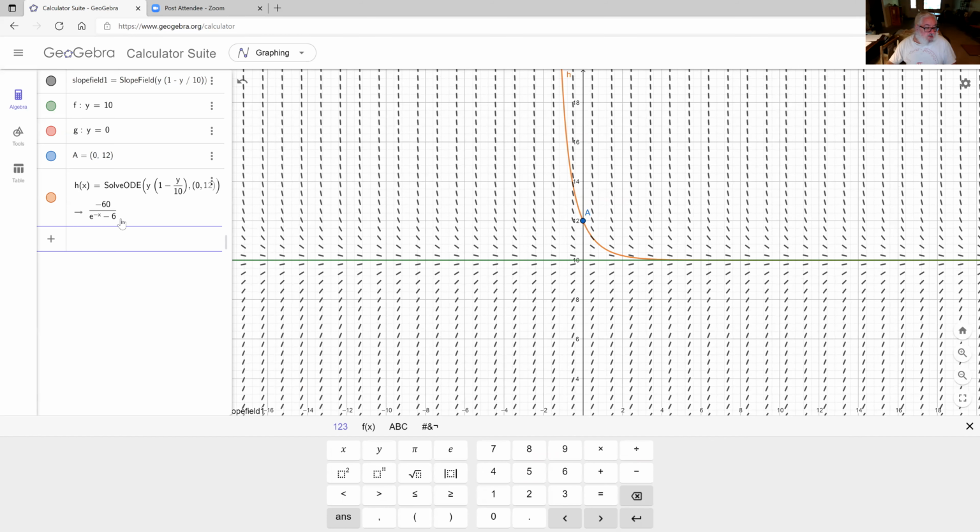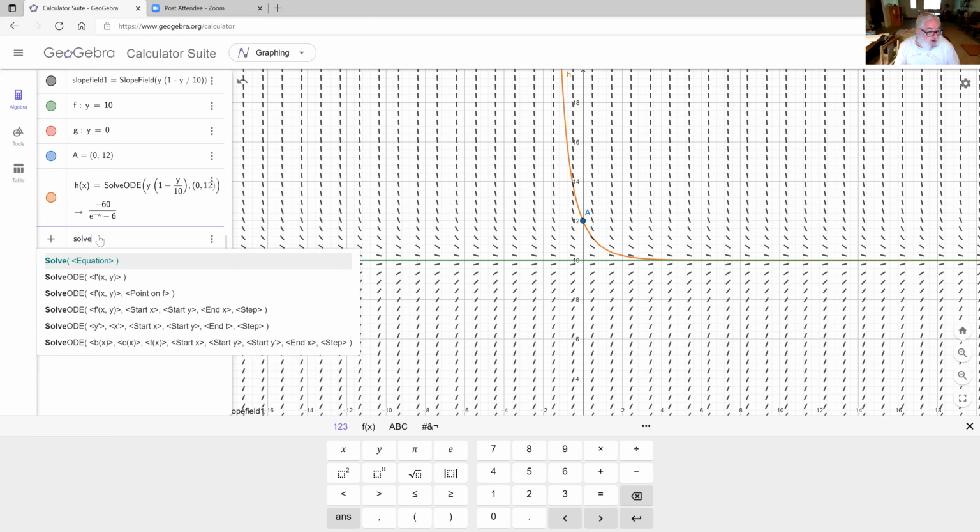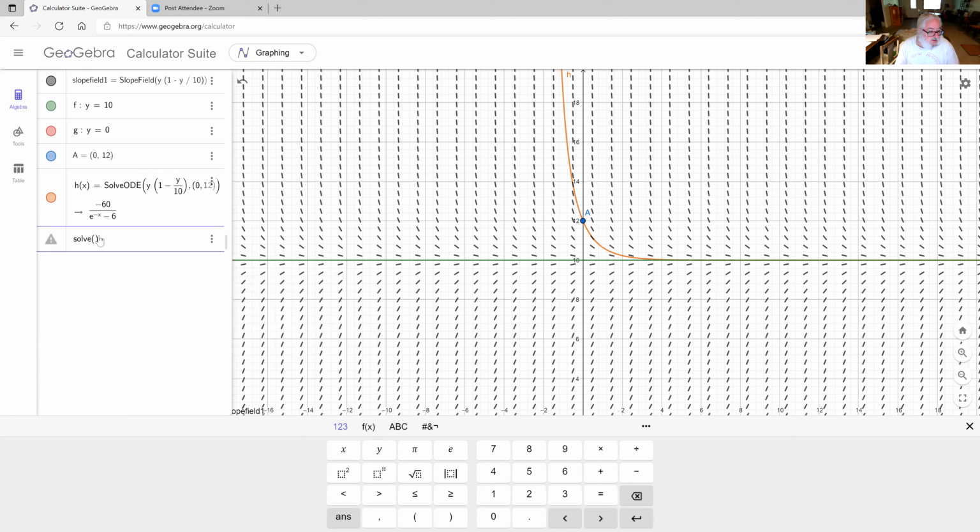Where's the vertical asymptote? Here's the actual formula down here, minus 60 over e to the minus 6. So where's our vertical asymptote? We'll take the denominator and set it equal to 0. And this little equal sign means give me a number for that. So x equals minus 1.7918, more or less.